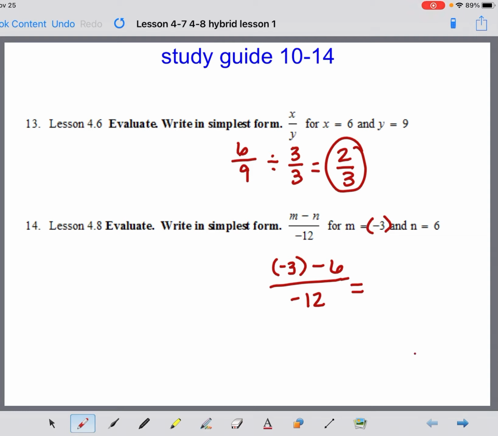-3 minus 6 is the same as -3 plus -6, which gives me -9 all over -12. Instead of dividing -9 divided by -12, I'm going to leave my answer as a fraction by reducing it, dividing by -3 over -3, and I get 3/4, and leaving my answer as 3/4.